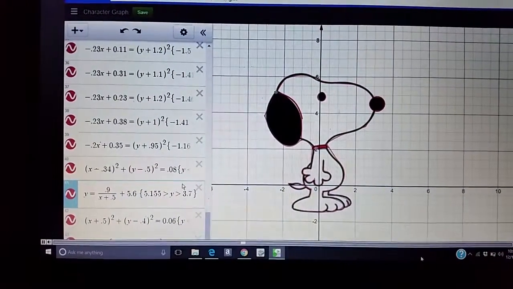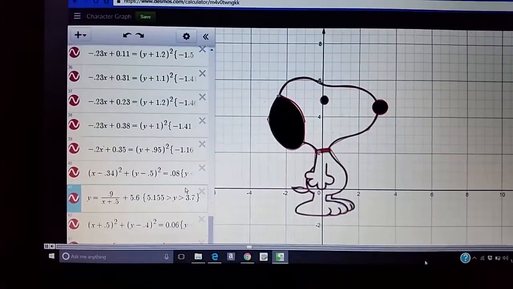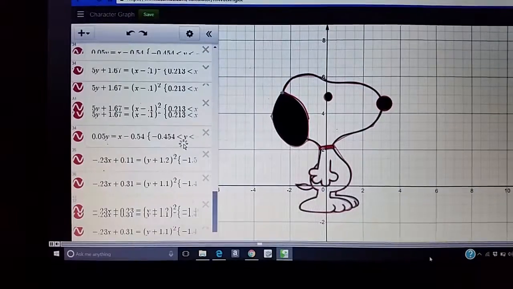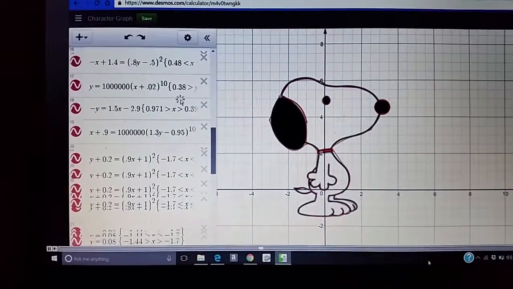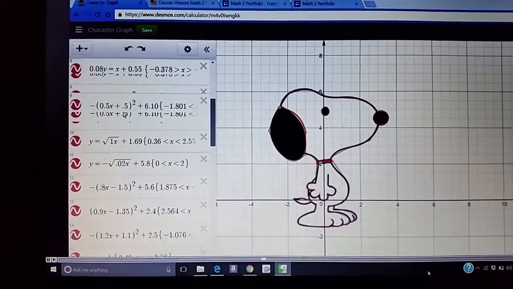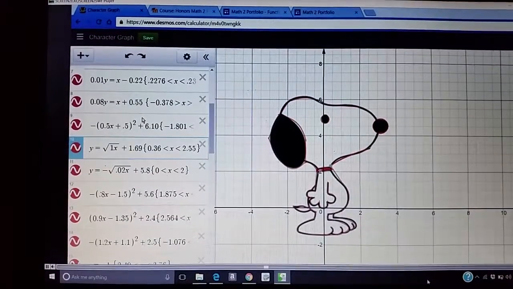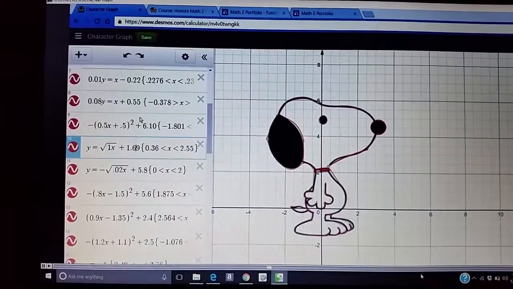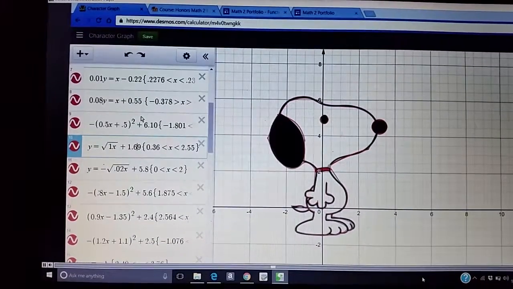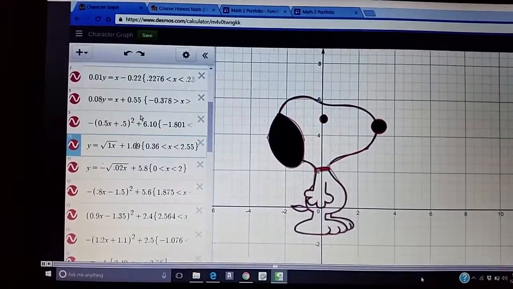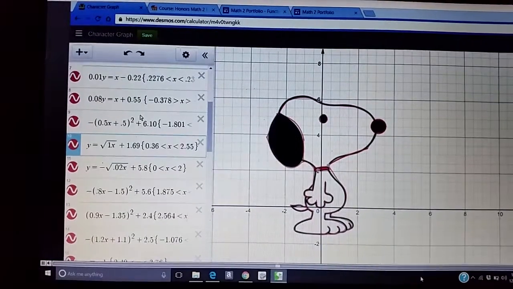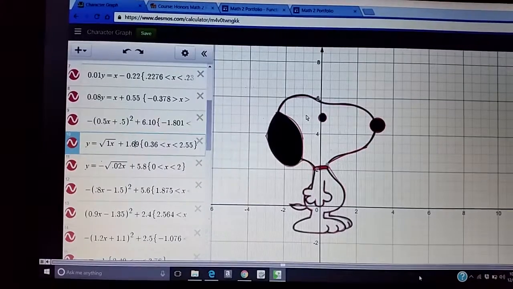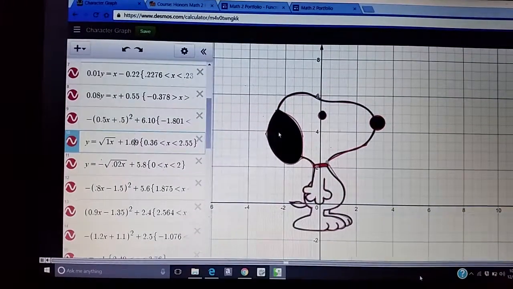Okay, and then my square root function is next, and that is number 10 with the Snoopy in. Now my square root function is y equals the square root of 1x plus 1.69, and then the barriers to fit it to Snoopy's neck and chin line right here.